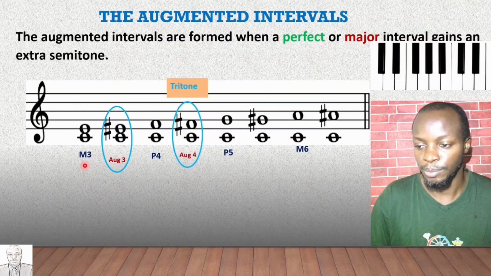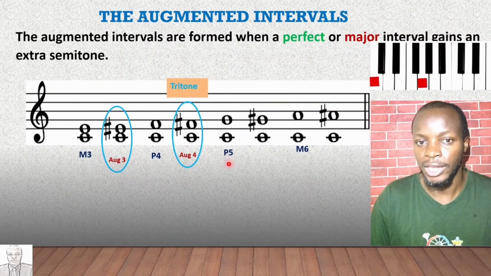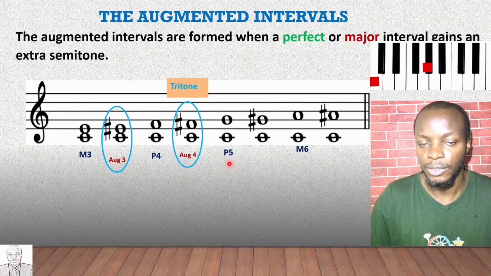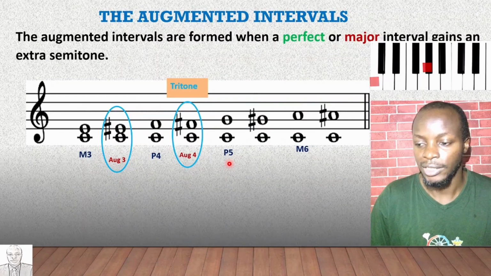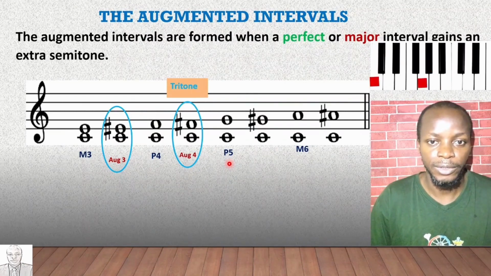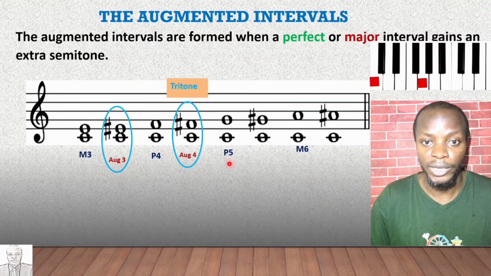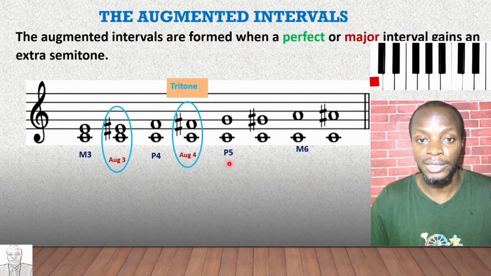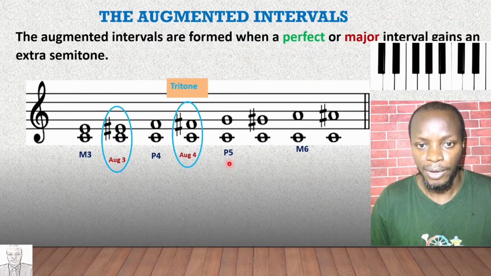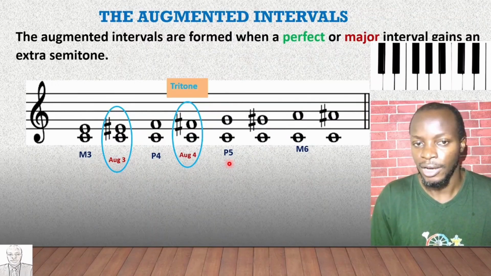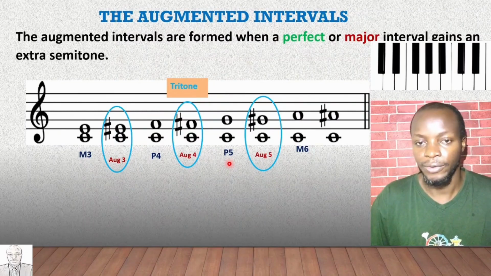Alright, let's go to the perfect fifth. So that is a perfect fifth, Do Sol. When it gains an extra semitone, Do Sol sharp, that is an augmented fifth.